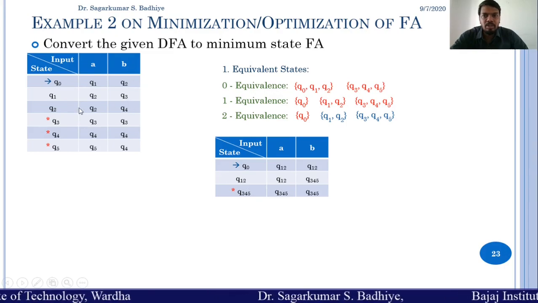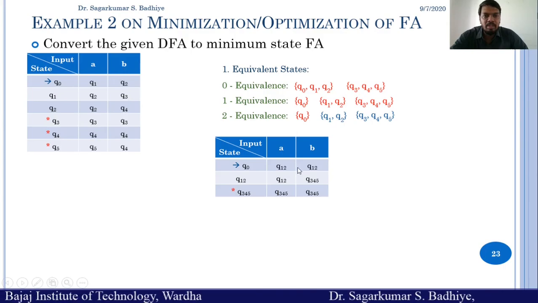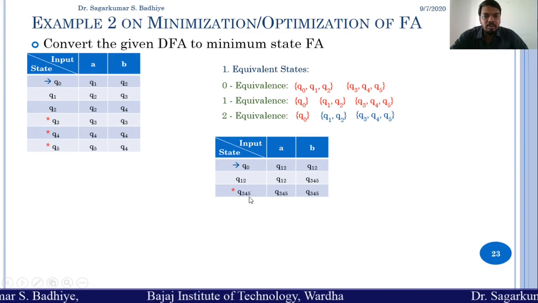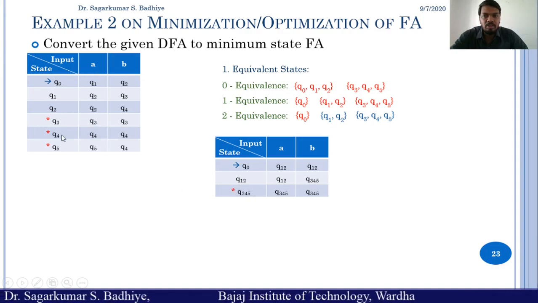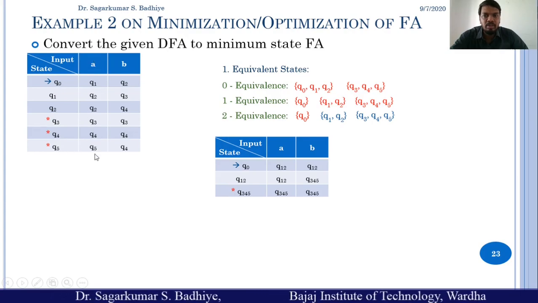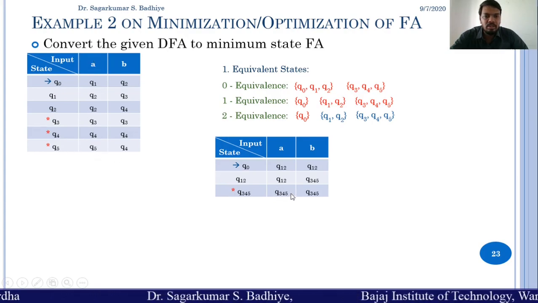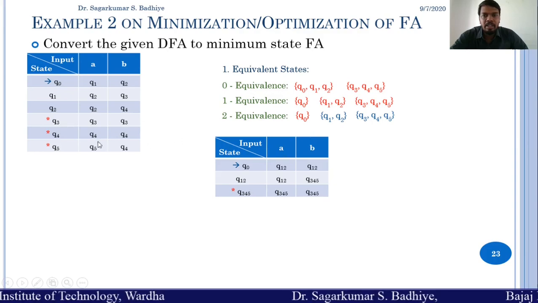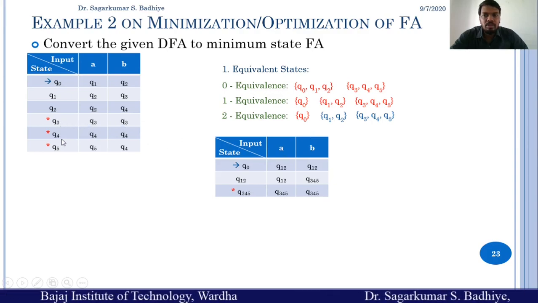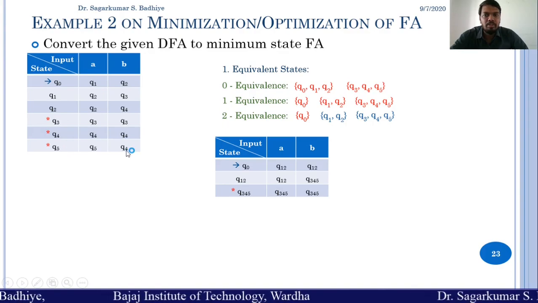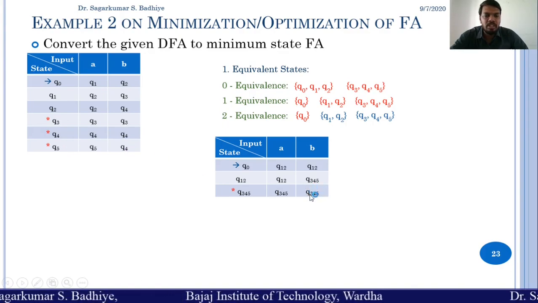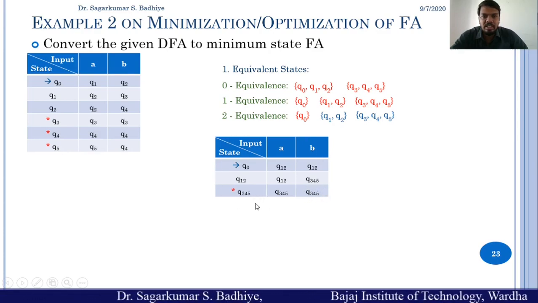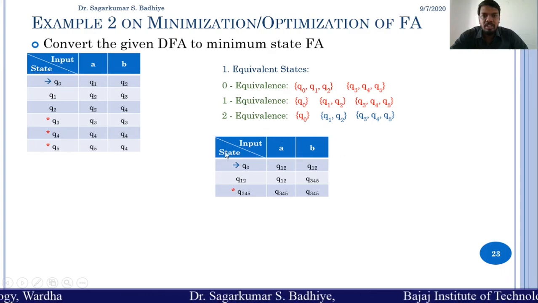q1 on B goes to q3 and q2 on B goes to q4. But we have merged q3, q4 and q5 to form q345. Similarly, q345, that is q3 on A goes to q3, q4 on A goes to q4, and q5 on A goes to q5. So the transition is to the merged state, that is q345. And q345 on B, so q3 on B goes to q3, q4 on B goes to q4, q5 on B goes to q4. That is part of the new state q345. So q345 on B also goes to q345. So this is the transition table which is formed after merging of the equivalent states.